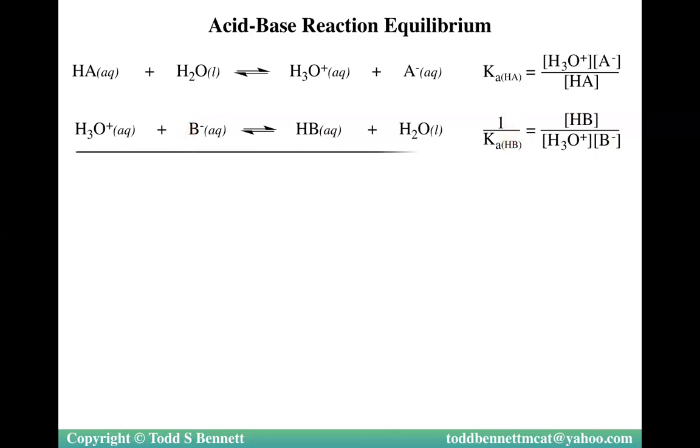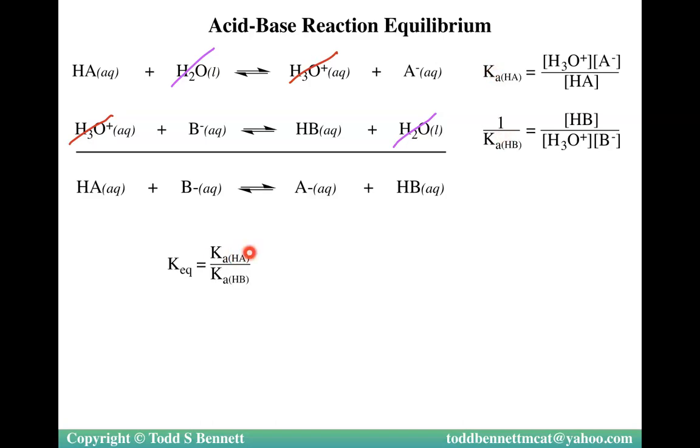So if I were to add these two reactions together, let me make sure this works out. H3O+ cancels H3O+. H2O cancels H2O, leaving me with HA plus B minus going to HB and A minus. So when I add two reactions together, I multiply their K-equilibrium. I multiply the K-equilibriums, Ka times 1 over Ka. So Ka for HA times 1 over Ka for HB. So this will be my numerator, this will be my denominator. So K-equilibrium is going to be this times 1 over this, so I get that relationship.